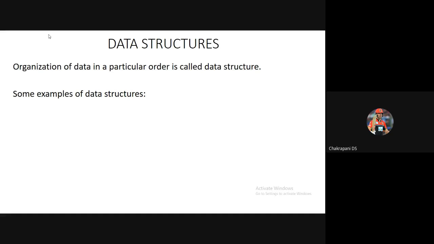Data is anything which you store in the memory location, and storing it in a particular order is called a data structure. Sometimes while storing the values, you have to follow some order. You cannot simply store the data randomly. In that order you have to store the values in the memory blocks. That storing of data, or organization of data in a particular order, is called a data structure.